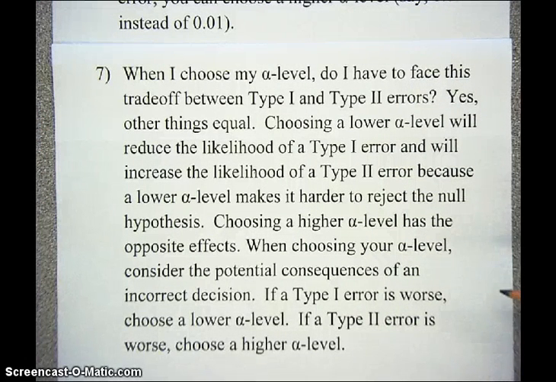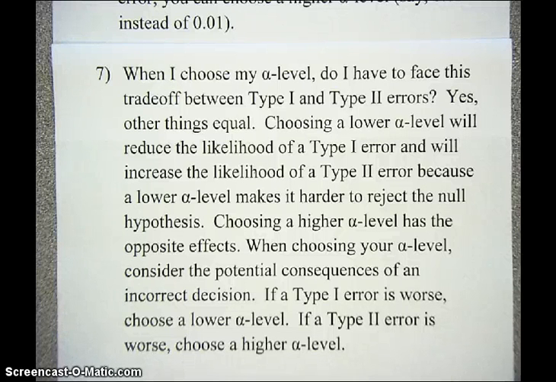Now, if you choose a higher alpha level, that'll have the opposite effect. It'll make it easier for you to reject the null hypothesis, whether it's true or false. And that's going to increase the probability of a type 1 error, reduce the probability of a type 2 error. Okay, so when you choose your alpha level, you have to consider these potential consequences of an incorrect decision. And you have to decide, okay, what's going to happen if I commit a type 1 error? What would the consequence of that be, practically speaking? If I commit a type 2 error, what would be the practical consequence of that?